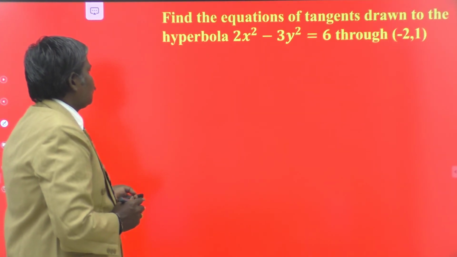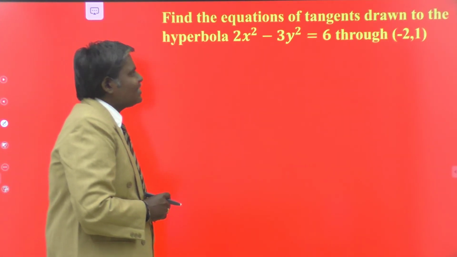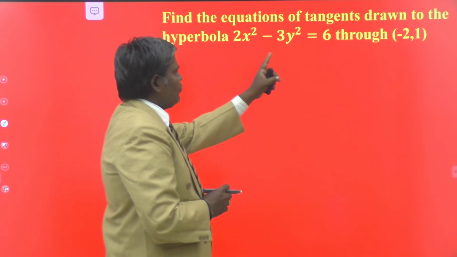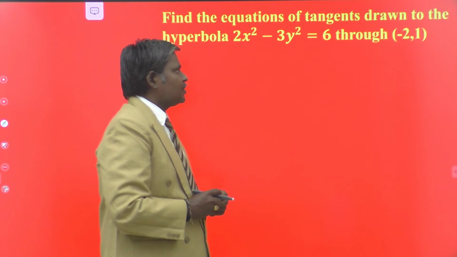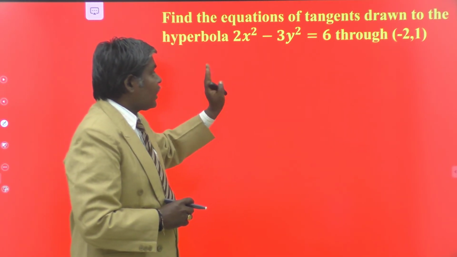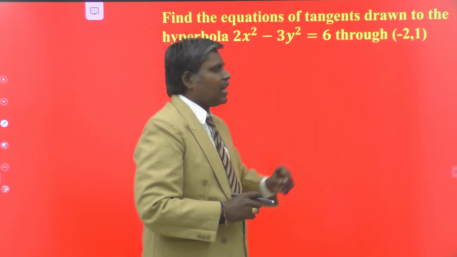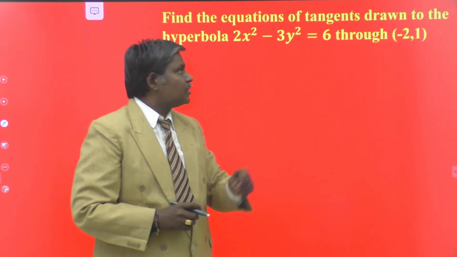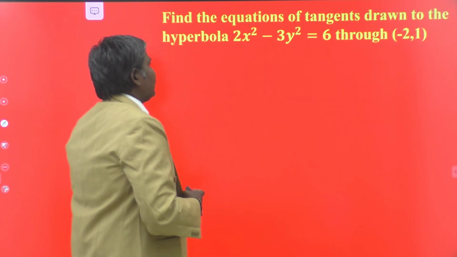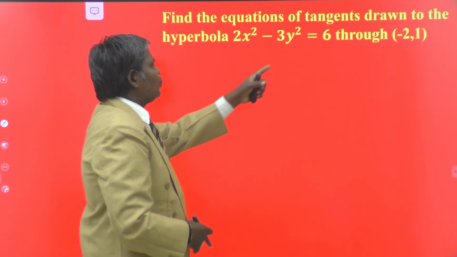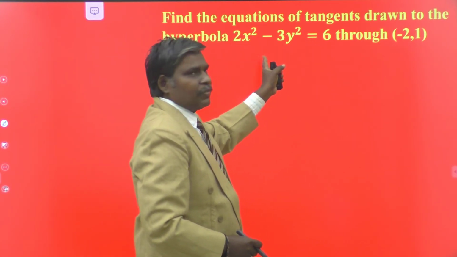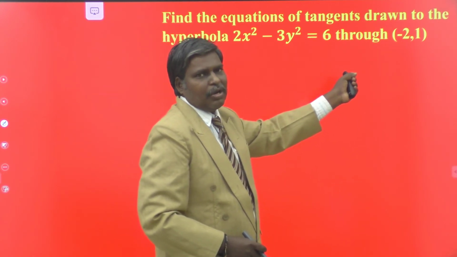Now let us see the next one. Find the equations of tangents drawn to the hyperbola 2x² − 3y² = 6 through the point (−2, 1). This is not a point of tangency on your hyperbola. Understand, my dears? Listen to the question: find the equations of the tangents drawn to the hyperbola through that point. Substitute this point; it is not on the hyperbola. This point is outside the hyperbola.